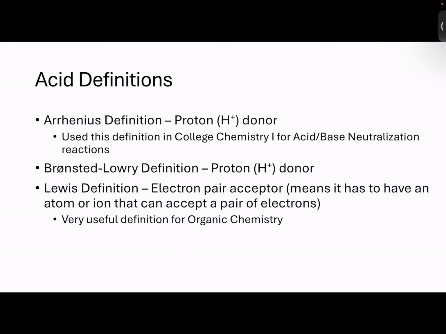The third definition, however, broadens the category of what can be considered an acid. Yes, a proton can be considered an acid, but so can other substances that can be electron pair acceptors. So in other words, we have to have an area that is electron poor that can accept a pair of electrons to be the Lewis definition.